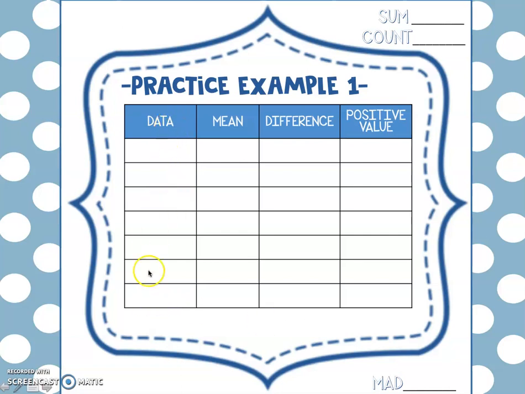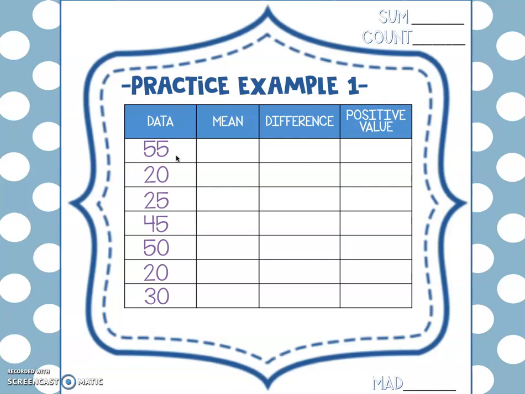In the first column of our mean absolute deviation table, we're going to list our data points. Then we're going to calculate the mean. In the next column, we have the differences. And then in our last column is where we're going to list all of the positive values. So back to our data, first we're going to list our data. On the first day, he spent 55 minutes. Then there was 20 minutes, 25 minutes, 45 minutes, 50 minutes, 20 minutes, and 30 minutes. So we're going to list out our pieces of data.